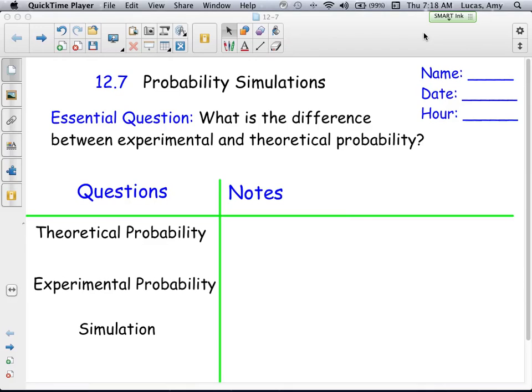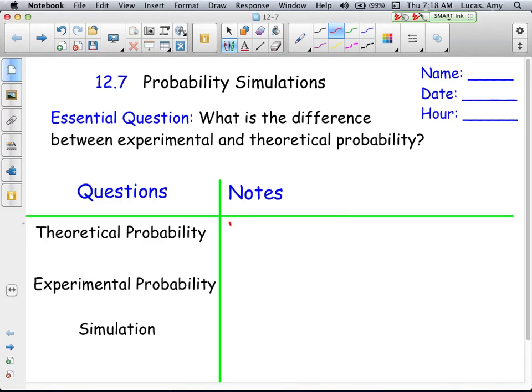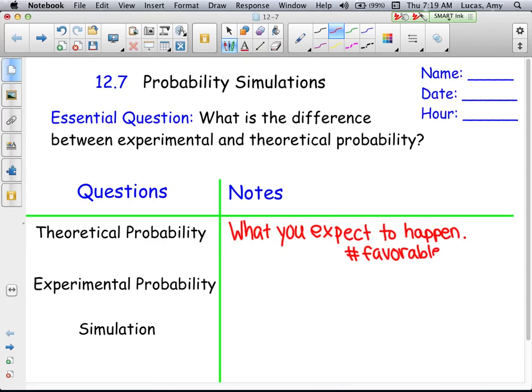Probability simulations. Our essential question today is, what is the difference between experimental and theoretical probability? Theoretical probability, that's the kind of probability that you're used to working with. That probability is all about what you expect to happen. So it's based on the number of favorable outcomes divided by the number of possible outcomes.